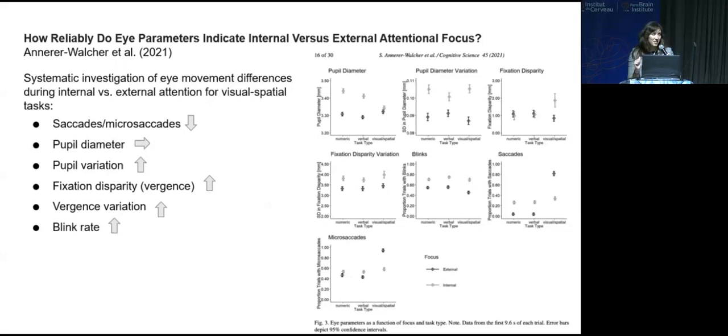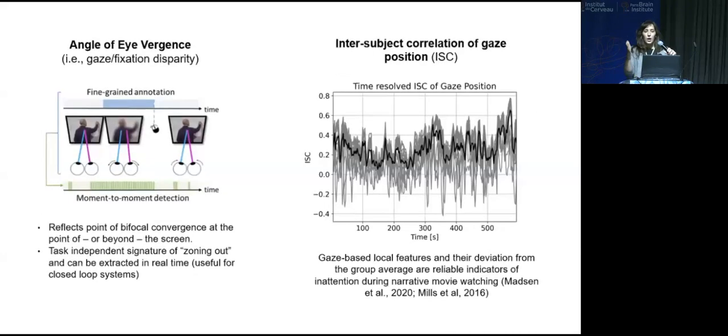There is a rich literature on eye movements and internal and external attention, so we kind of know what we might be looking for: fewer saccades, greater disparity of gaze, more pupil size variation, more blinks. We might see, are they focusing on the screen, and are they looking where everyone else is looking? So there are lots of features to choose from.